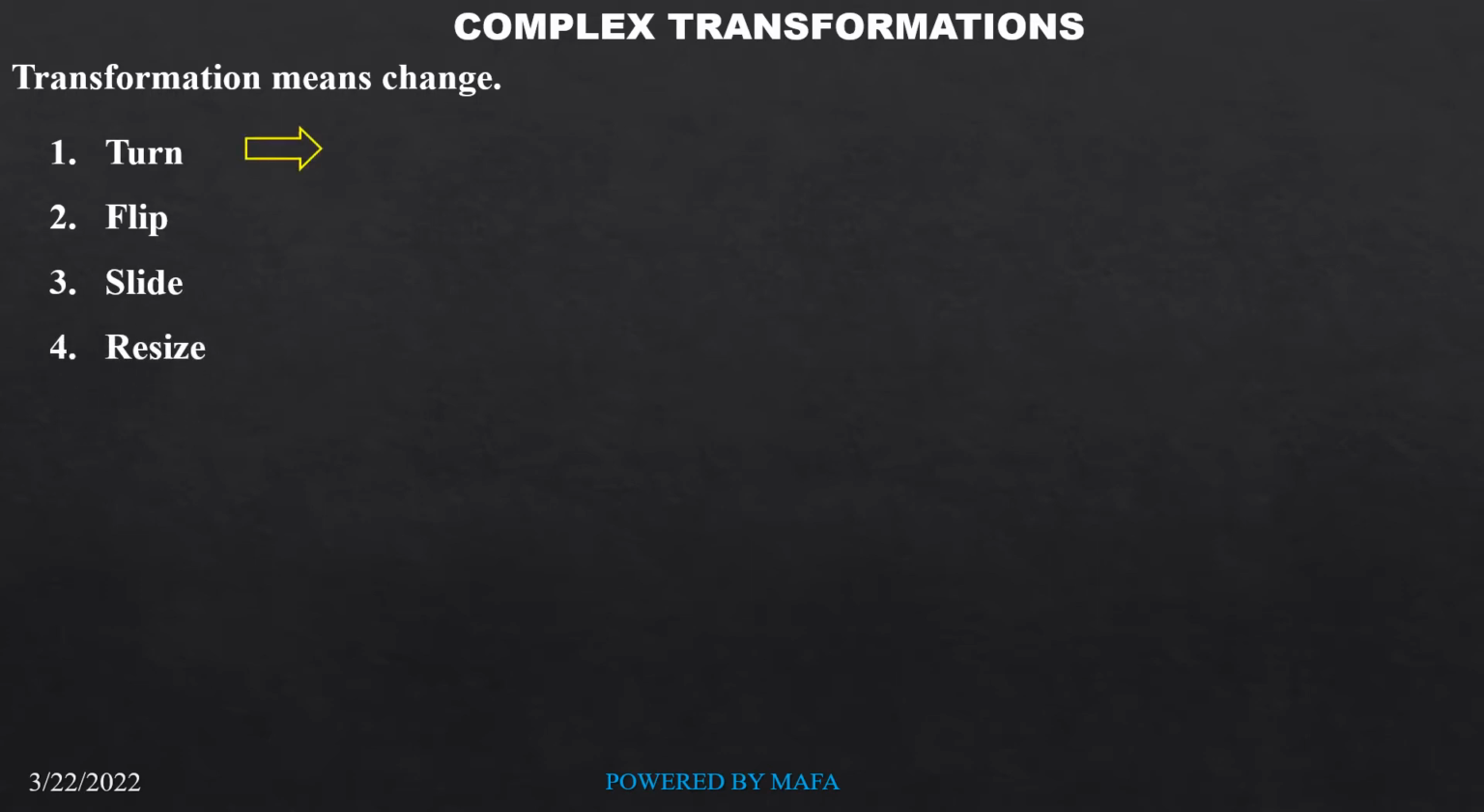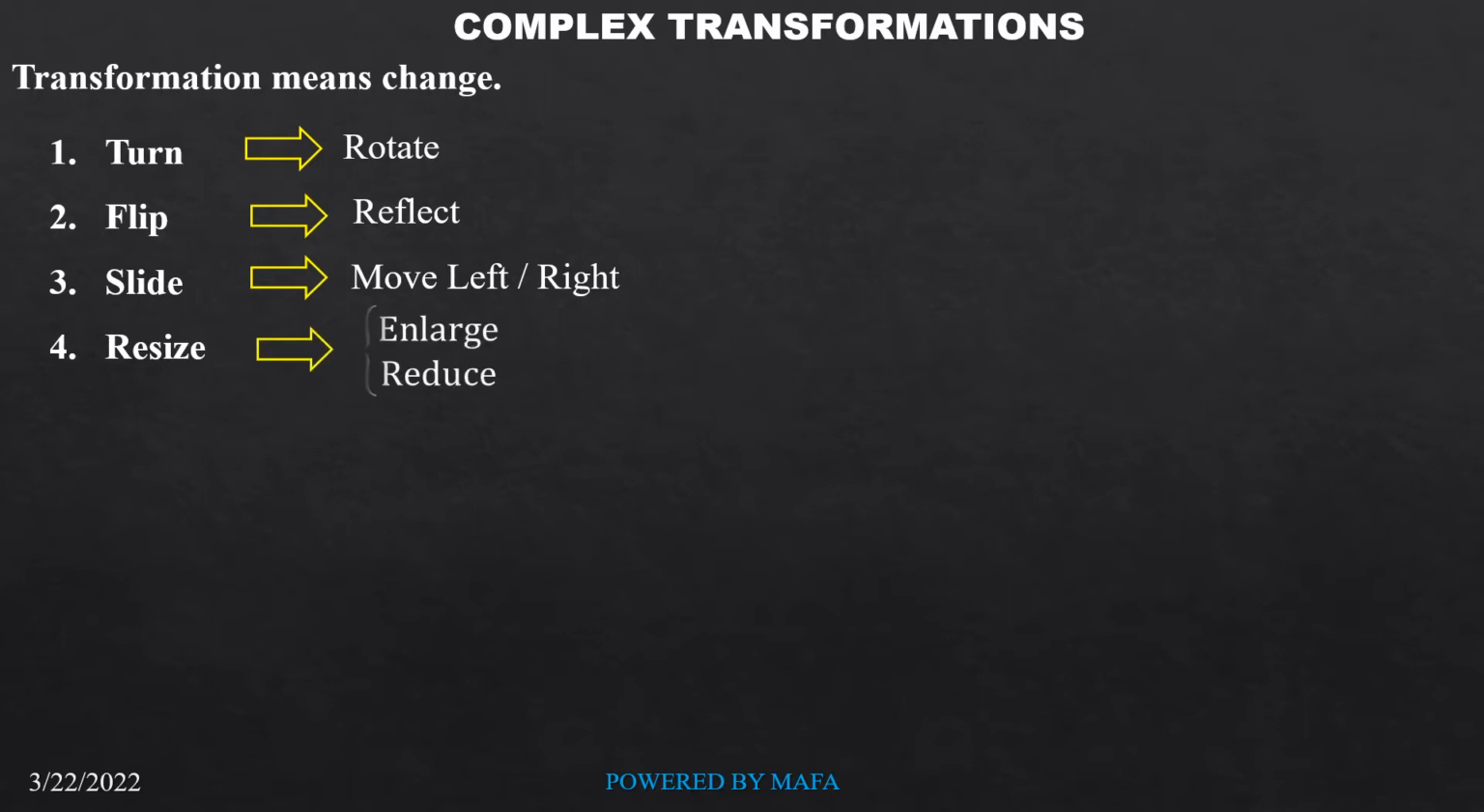Now if I am turning something, let's refer to it as an object. It can be a point, it can be a line, it can be a solid figure. If I am turning that object, it simply means I am rotating it. If I am flipping it, it means I am reflecting it. If I am sliding, it means I am either moving it to the left or to the right, or I am moving it forward, or I am moving it backward. If I am resizing it, it means I am either enlarging it or I am reducing it with respect to the original size.